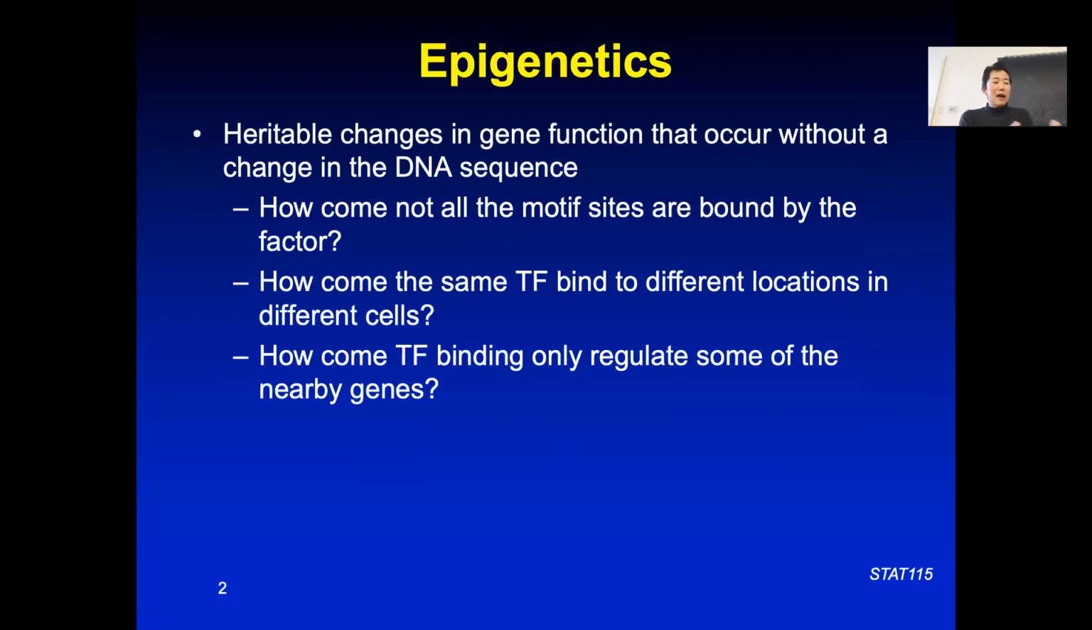If the TF is recognizing the DNA sequence to bind, why do they go to different locations in different cells? And also, how come when the TF is binding in a particular cell state, it's binding to tens of thousands of locations, but only regulates a subset of the nearby genes? Because of all of these reasons, people are more and more interested in epigenetics, and that's how I got drawn into epigenetics.